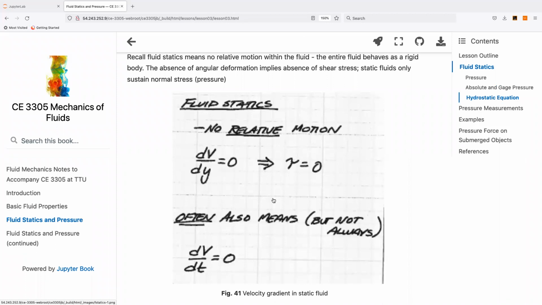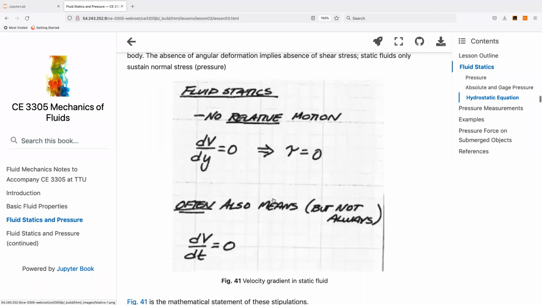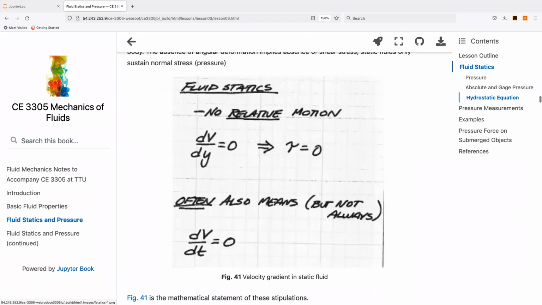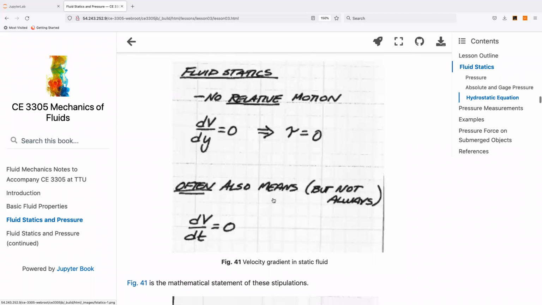Fluid statics means we have no relative motion within the fluid. The entire fluid behaves as a rigid body. So think of Jello as a working mental model. If the fluid you're interested in resembles Jello, that's a good approximation of a static fluid. As a rigid body, that means there's no angular deformation in it, which implies that there's no shear stress within the fluid, and static fluids, therefore, can only sustain pressures. Jello can do shear stress, so Jello is not a totally perfect model.